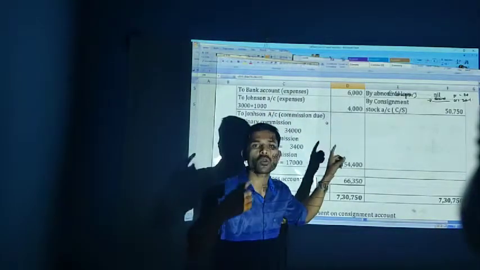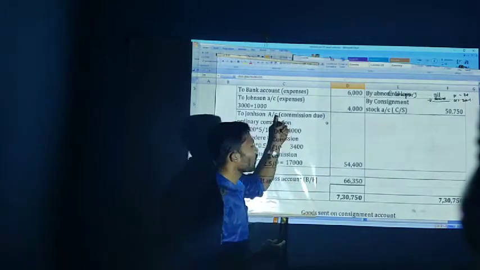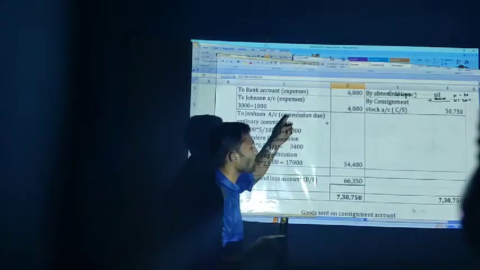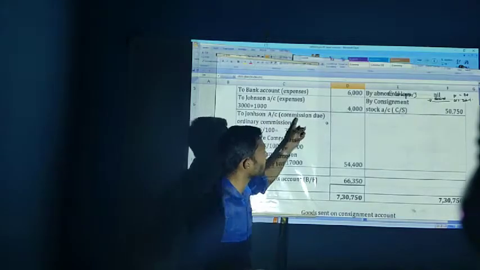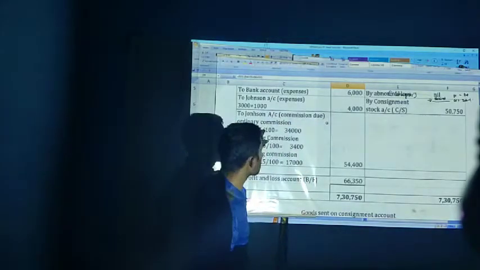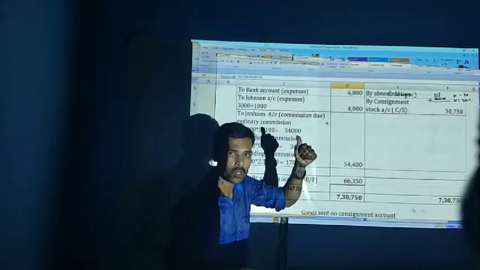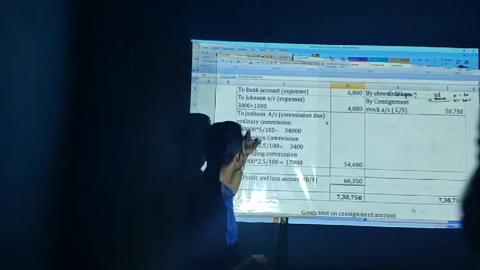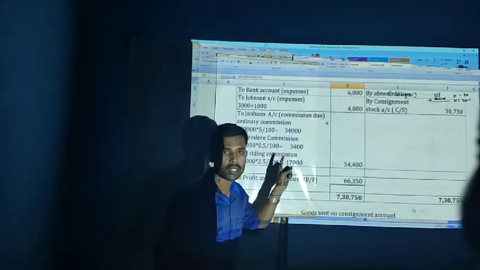To whom do they have to pay? That is the consignee, Johnson, and again it is an expense to the consignor in the form of commission. That's why it is debited. Consignment account debited to Johnson account, that is commission due. How? The first one is ordinary commission. Ordinary commission is how much? 5% on total sales. In this problem, all the commission will be payable on total sales. 6,80,000 into 5%, 34,000. Del credere commission.